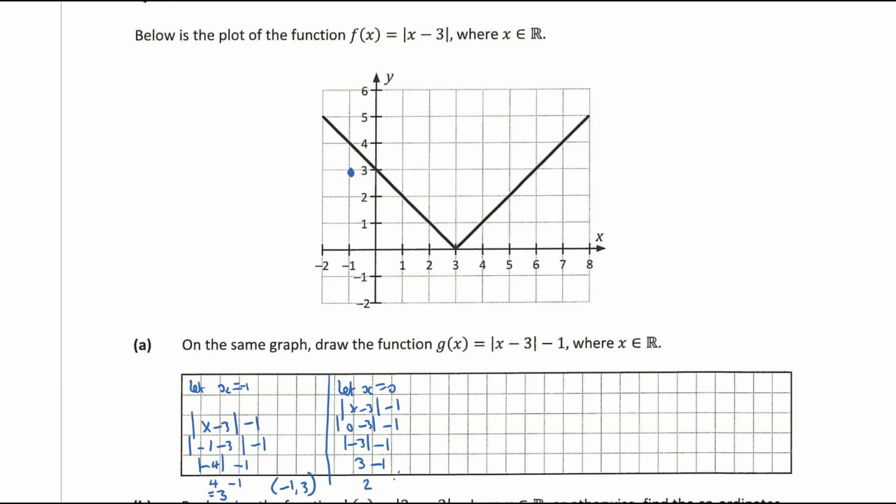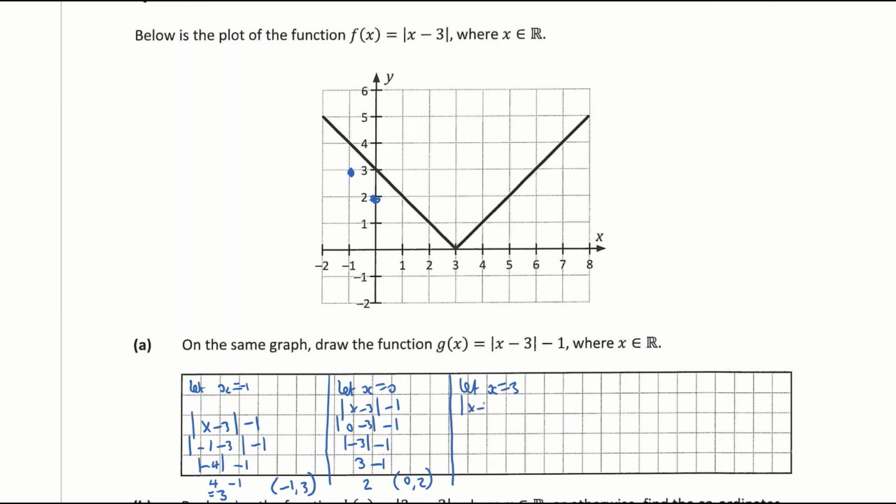So my coordinate there is x as 0, output y as 2. So 0, 2 is here. Let's skip 1 and 2, because we can hopefully see a pattern here. Let's jump straight to letting x is equal to 3. You can do all of them if you wish, but I'm just saving a bit of time here. So let x is equal to 3.